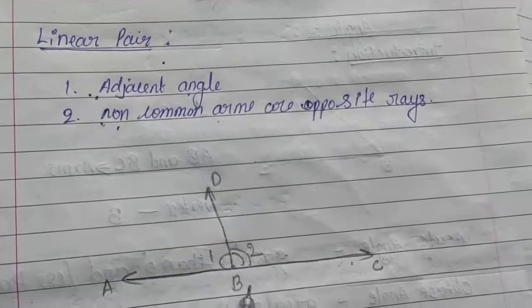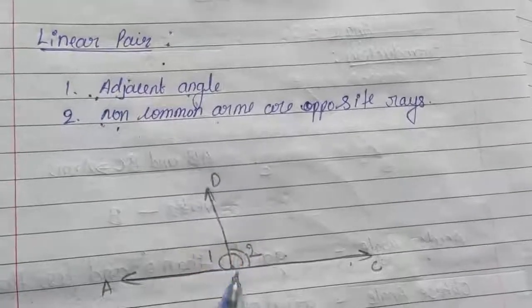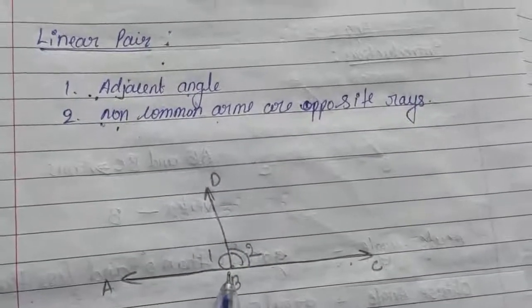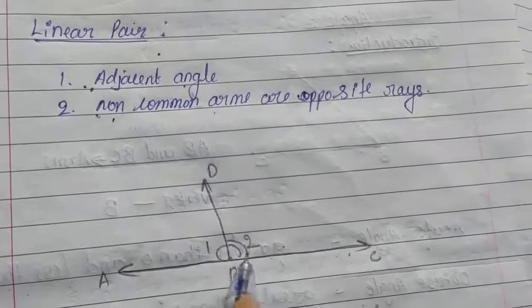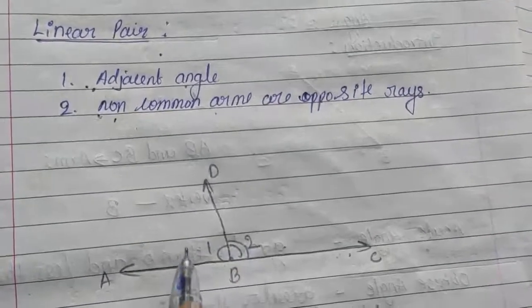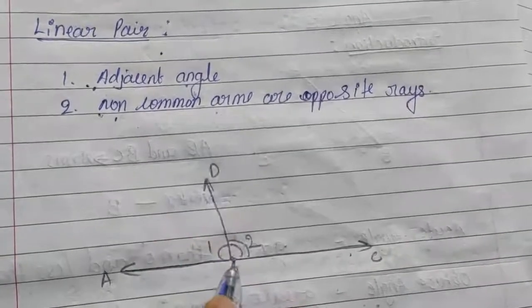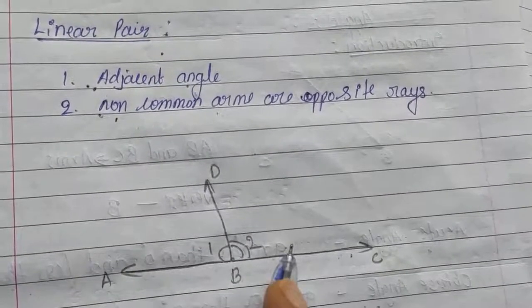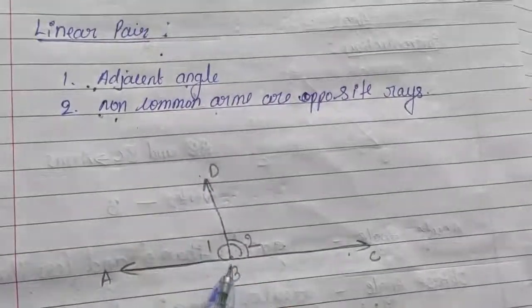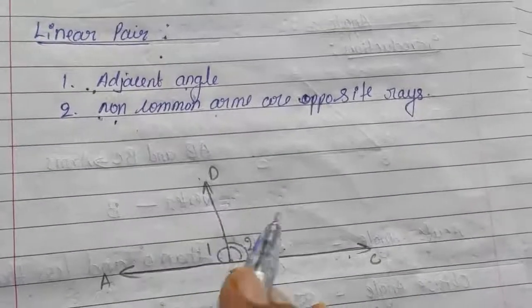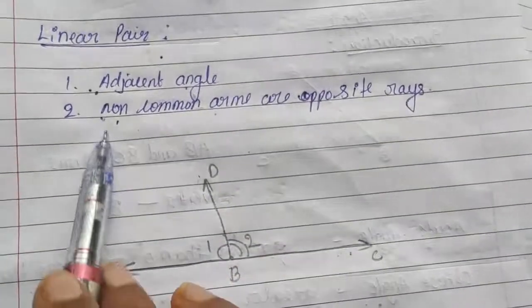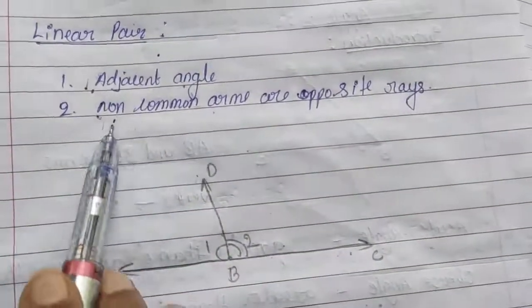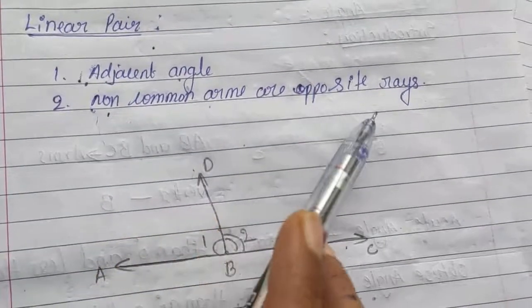Now what is the second property? Second property is common vertex. For both the angles, B is the common vertex, and the third property is non-common arms are on either side of a common arm. Now AB and CB are both on either side of a common arm. So this is an adjacent angle. Now what is the second property in linear pair? Non-common arms are opposite rays.